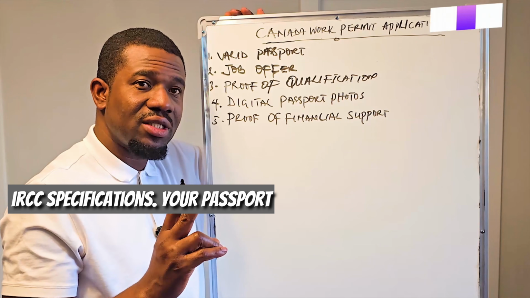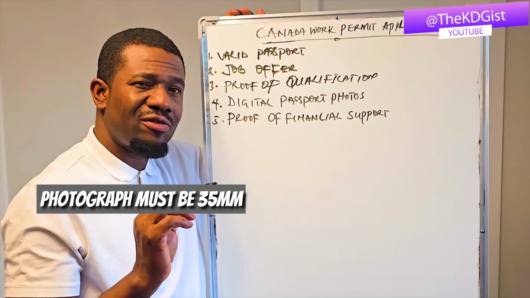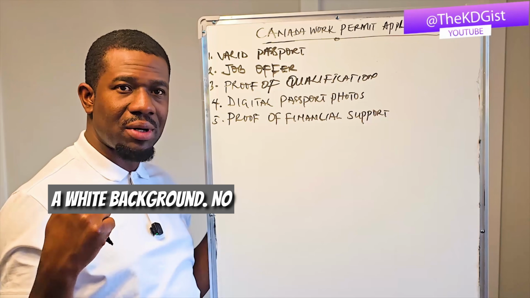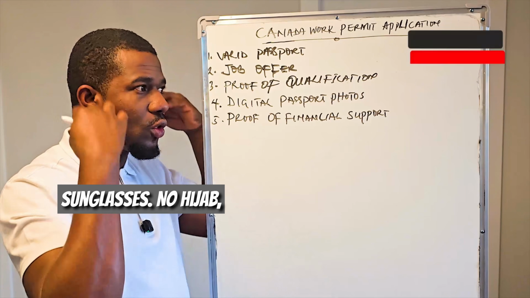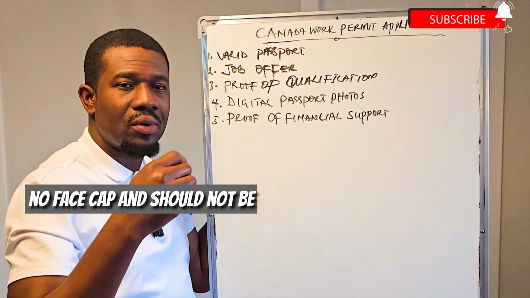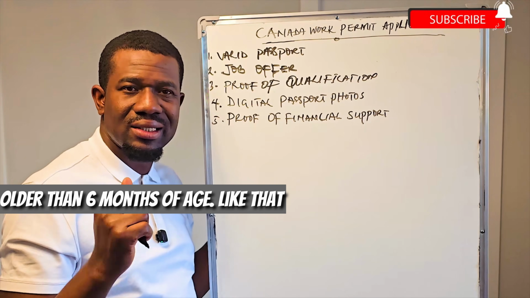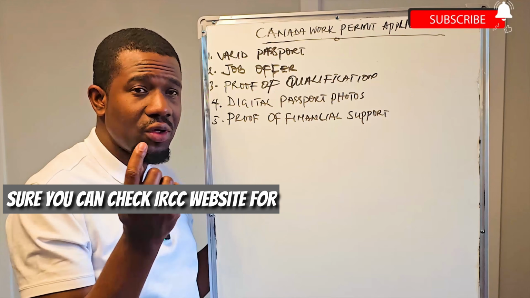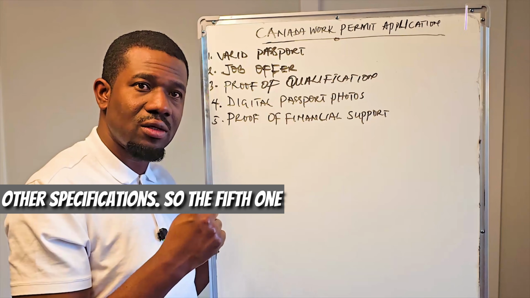Follow IRCC specifications. Your passport photograph must be 35 mm by 45 mm on a white background. No sunglasses, no hijab, no face cap, and the photograph should not be older than 6 months. If you are not too sure, you can check the IRCC website for other specifications.